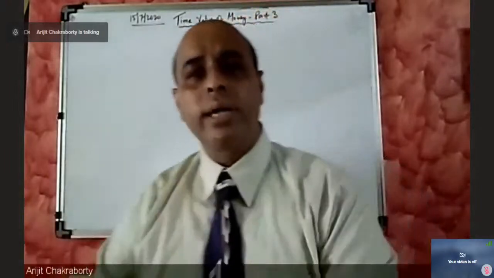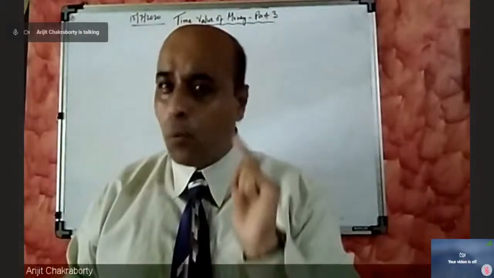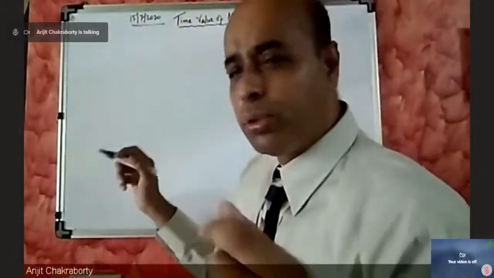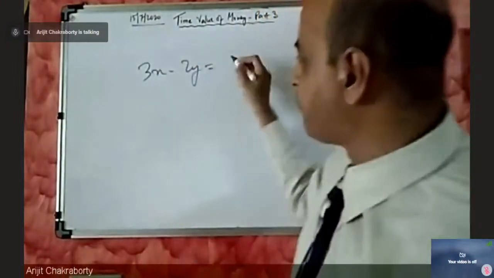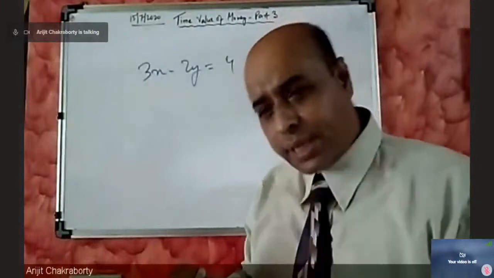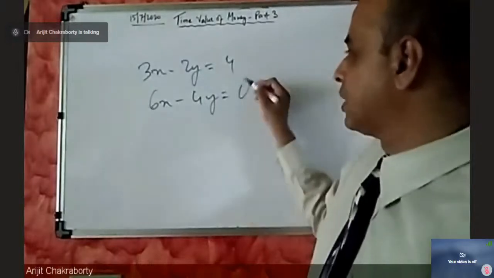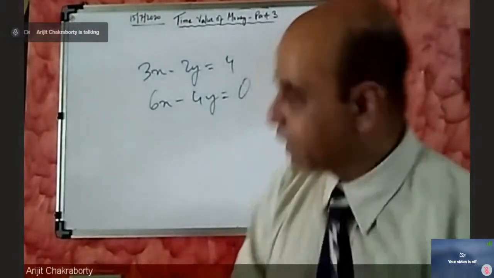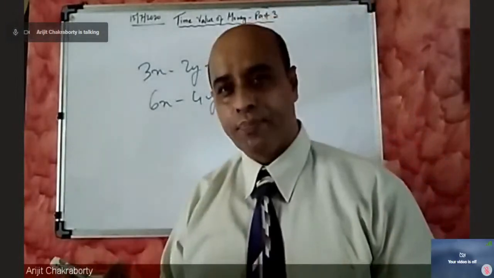Now, friends, you know that most of the solutions we have done were in the form of simultaneous equations and quadratic equations. We also solved equations using Cramer's rule. Now, what happens when I give you two equations? Let's call it 3x minus 2y equal to 4, and 6x minus 4y equal to, say, 0. So the equations are 3x minus 2y is 4 and 6x minus 4y is 0.